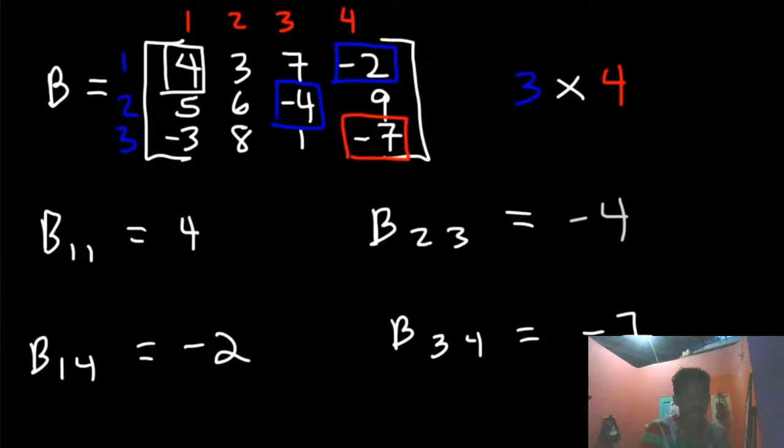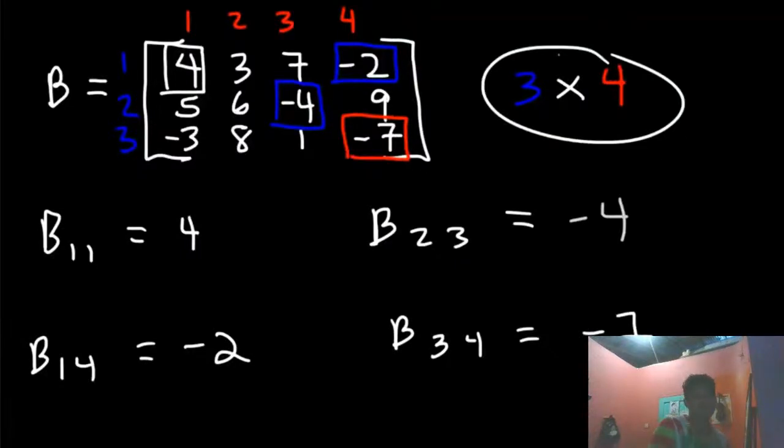So you need to be able to determine the order of the matrix and the value of any element in the matrix. What I'm going to do at this point is give you a list of matrices, and I want you to identify the order of each matrix.